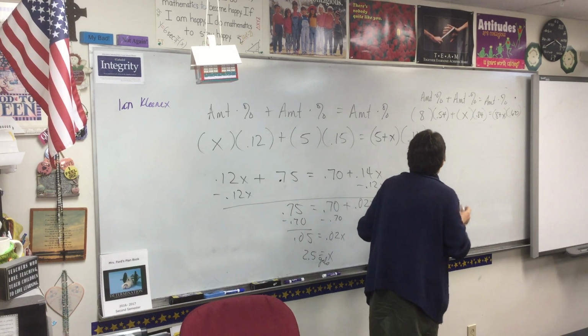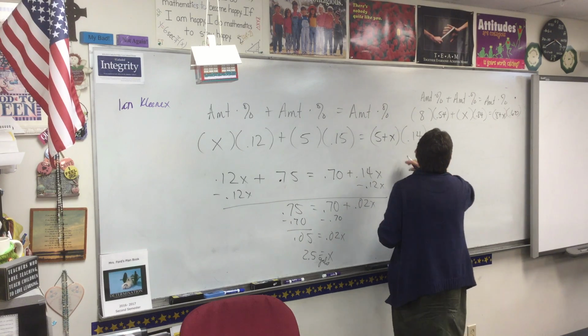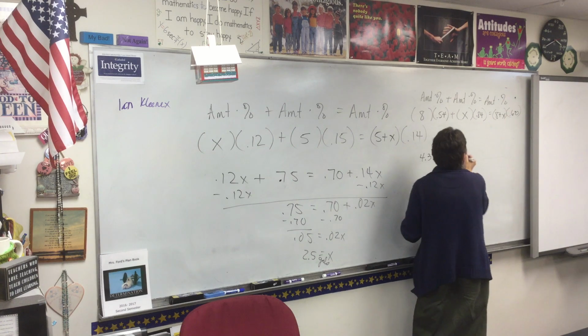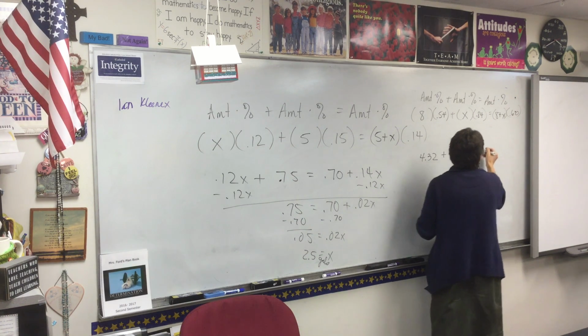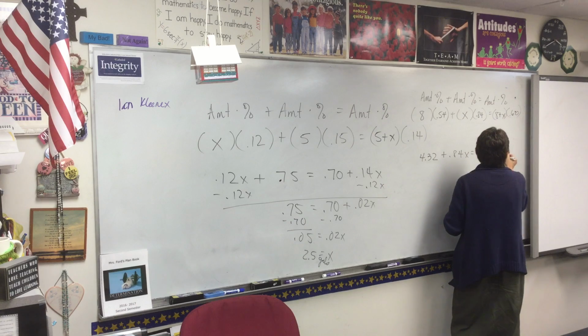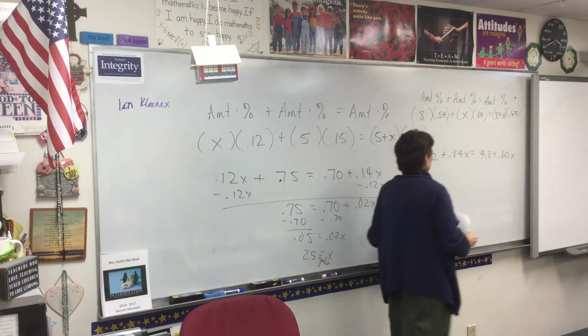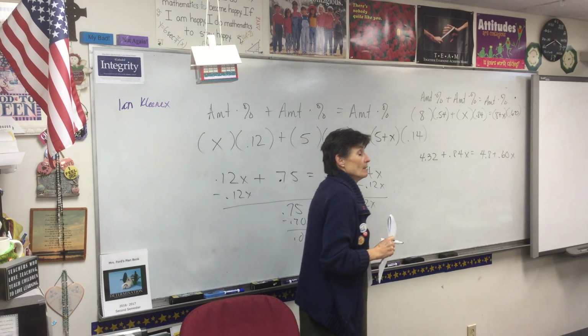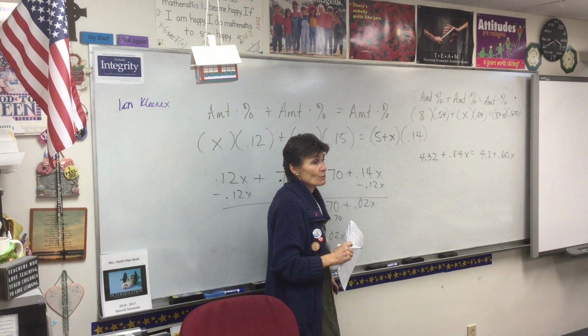All right. So I don't know what that is. What is that? 4.32 plus 0.84x equals 4.8 plus 0.60x. All right, I'm kind of trusting my arithmetic. I don't know if I'm right or not. You do have a calculator. You can do the arithmetic on a calculator.